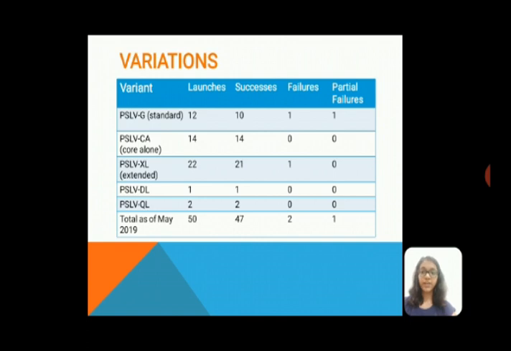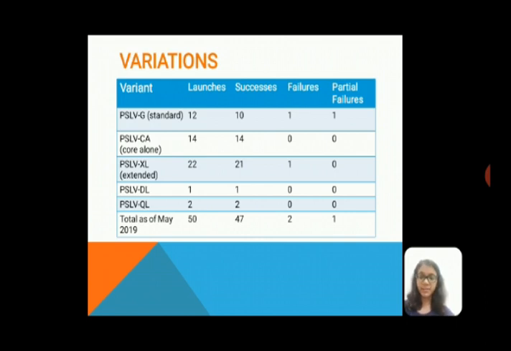Let's see variations of PSLV. There are 5 variants. Let's see them one by one. First, PSLV-G. PSLV-G had 4 stages. It had the capability to launch 1678 kg to 622 km into SSO. PSLV-CA means Core Alone model, premiered on 23 April 2007. It has the capability to launch 1100 kg to 622 km SSO.